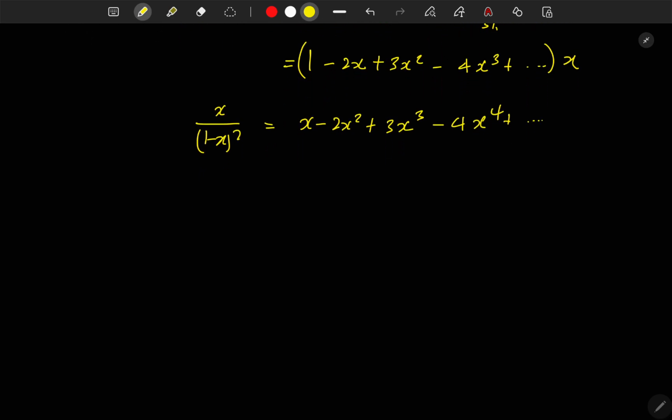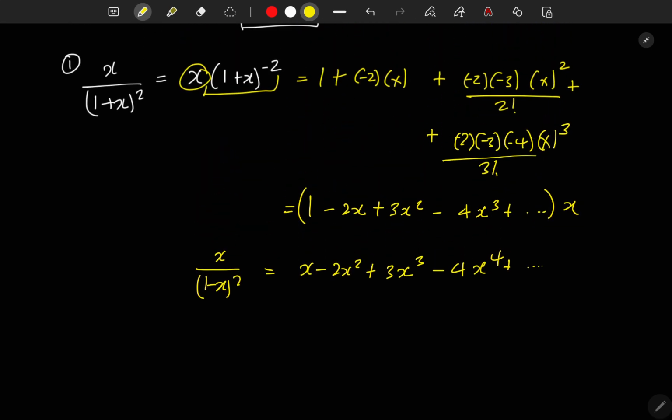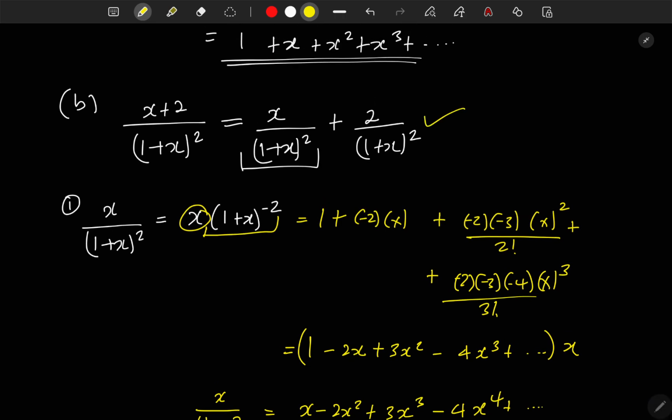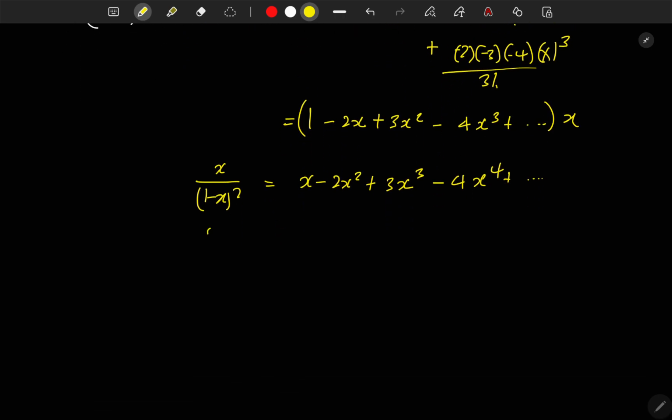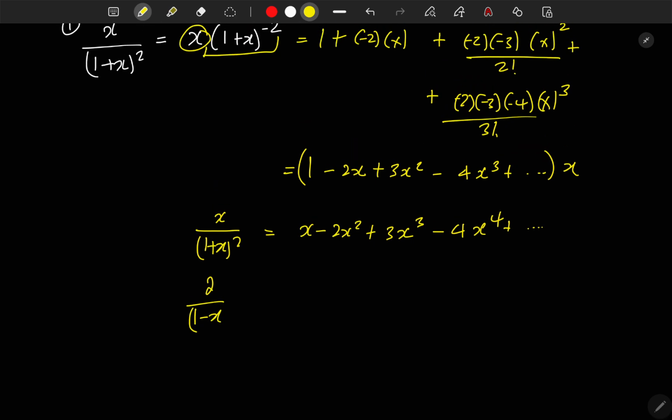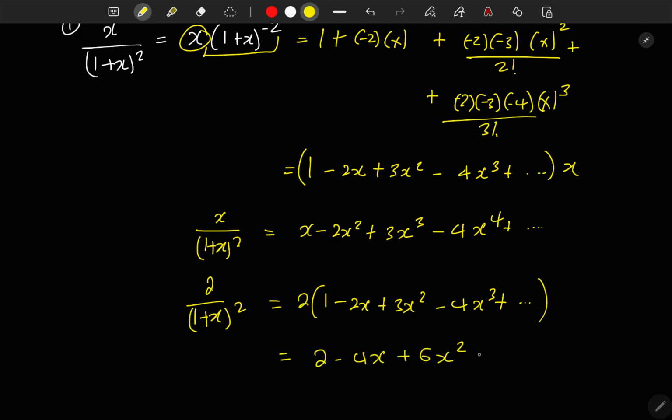We move on to the other part. Which one is the other part? This one here. Now we know that the other part is the same as this one, but now we are multiplying by 2 instead of x. So 2 over 1 plus x, squared. This one will give us 2 times 1 minus 2x plus 3x squared minus 4x to the power 3 plus so forth, which will give us 2 minus 4x plus 6x squared minus 8x to the power 3, plus so forth and so forth.